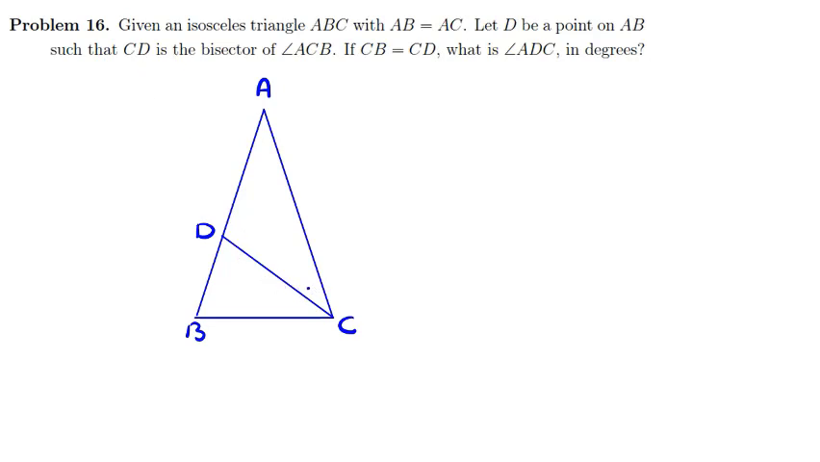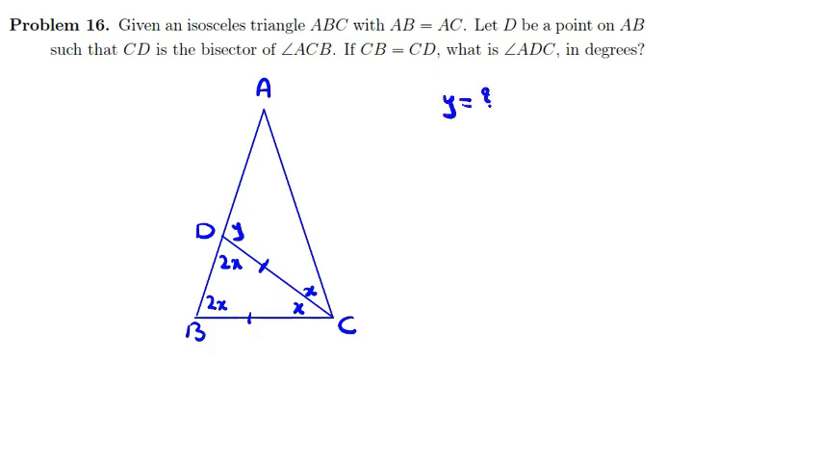So this angle, for example, is x. This angle is also x, and because AB equals AC, it is isosceles, so this angle is 2x. And CB equals CD. So it is 2x. We conclude this should also be 2x, because these two sides are equal. And it says ADC is what? Let me call this one y.